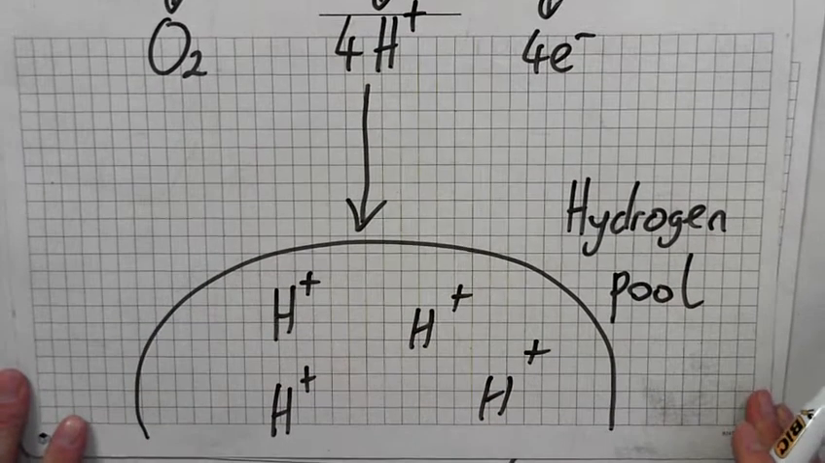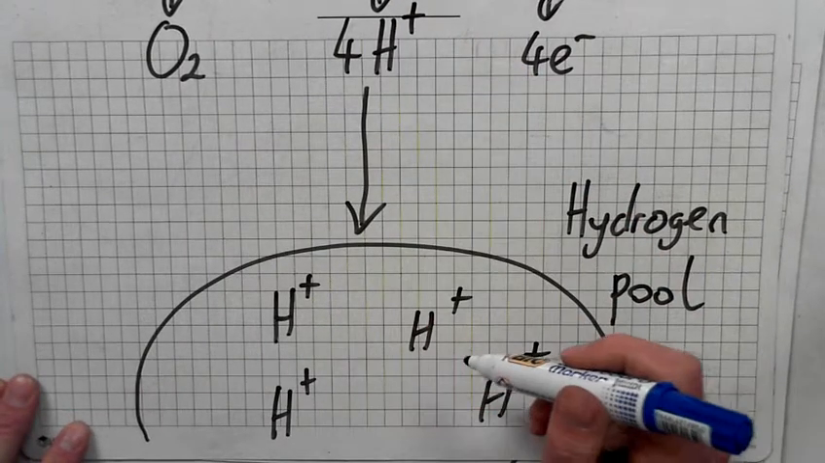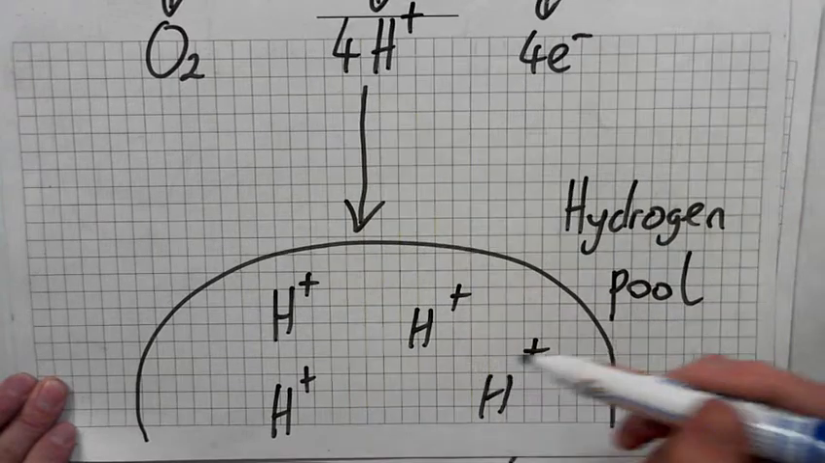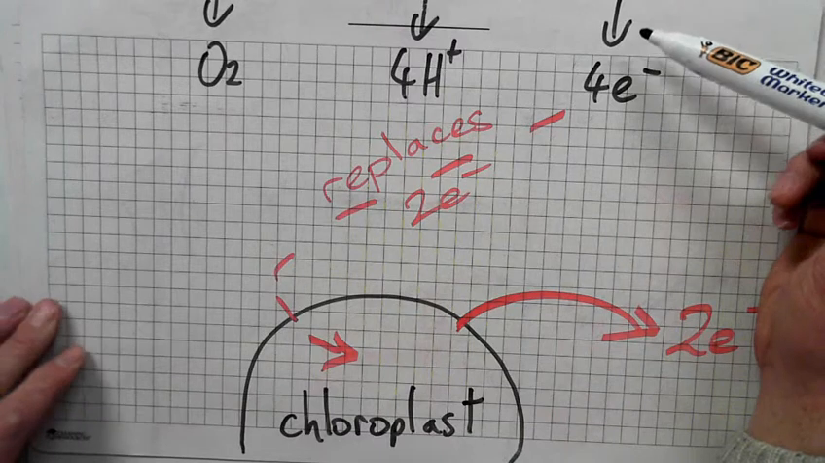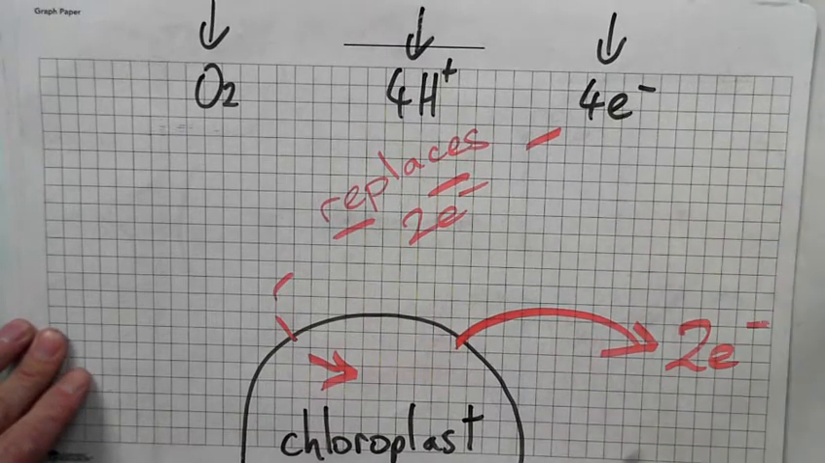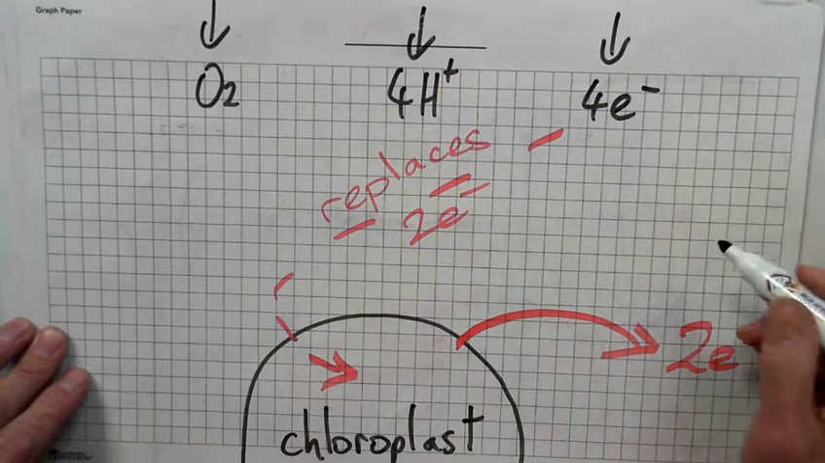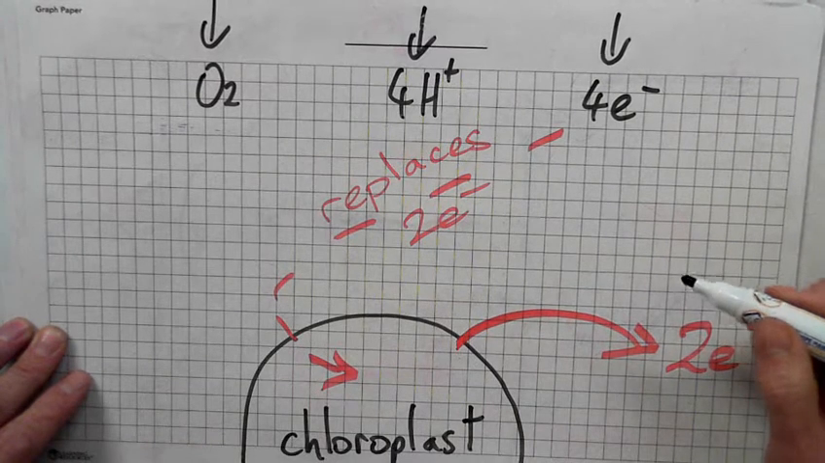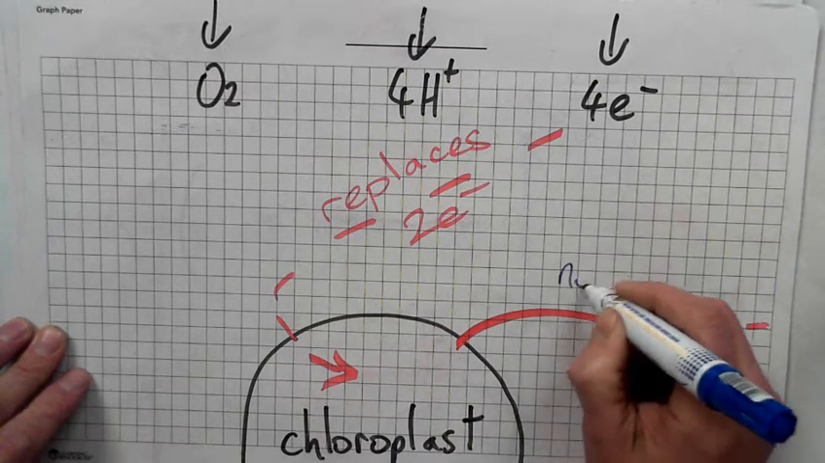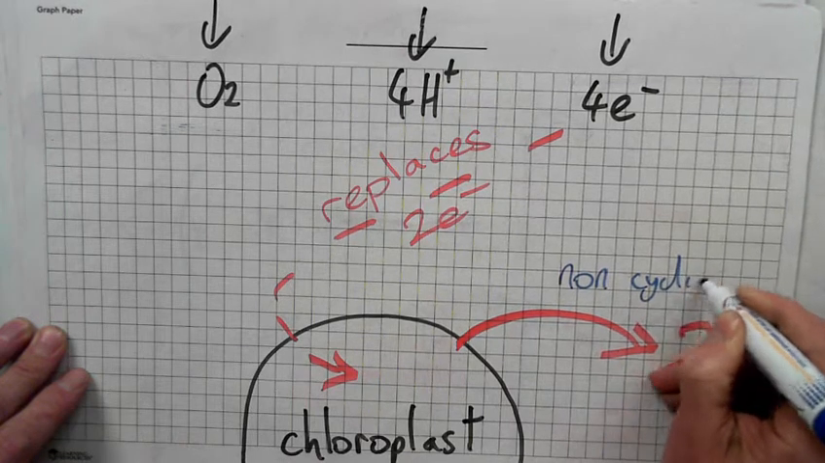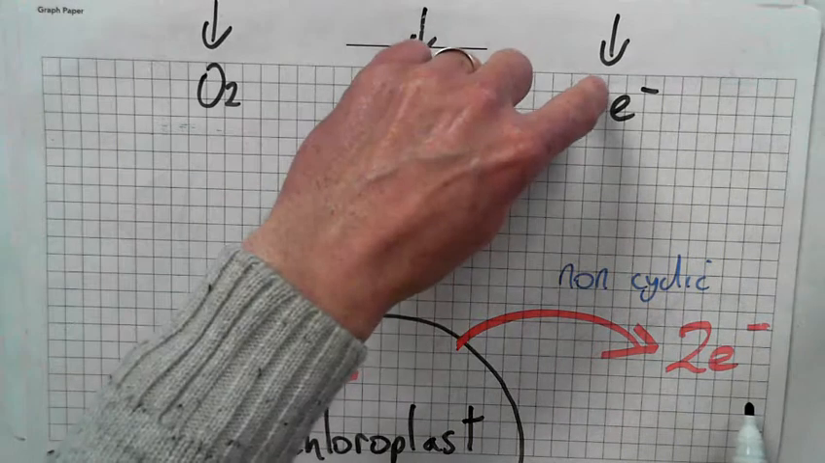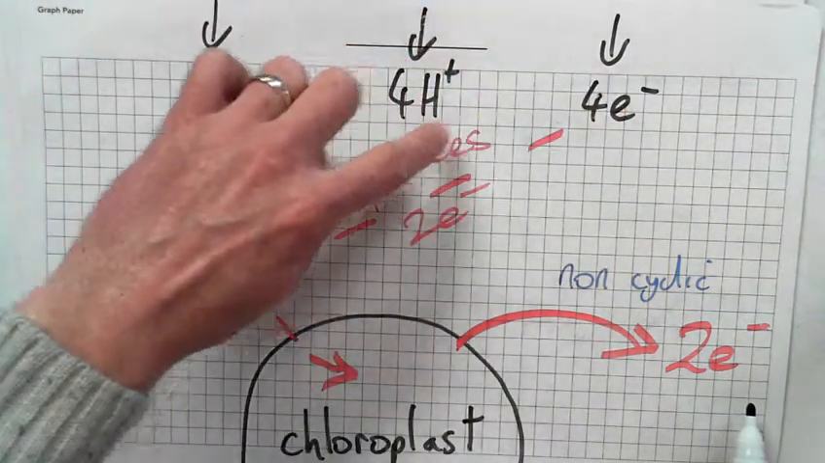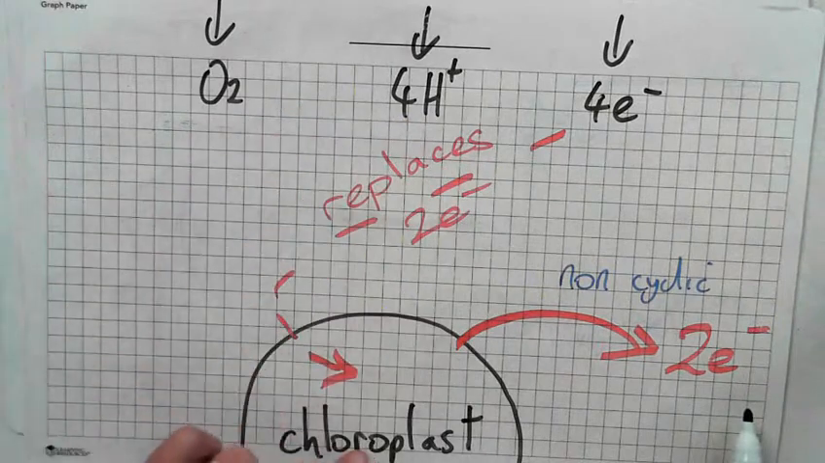What happens to the 4H plus? It's dropped into the hydrogen pool for the later stage. 4 electrons, we'll talk about that in a second. What happens to the 4 electrons? If the chloroplast loses 2 electrons, which photophosphorylation is this? Cyclic or non-cyclic? This is non-cyclic photophosphorylation. If the chloroplast loses 2 electrons, there are 4 electrons produced here. 2 electrons from here will replace the 2 electrons that were lost.